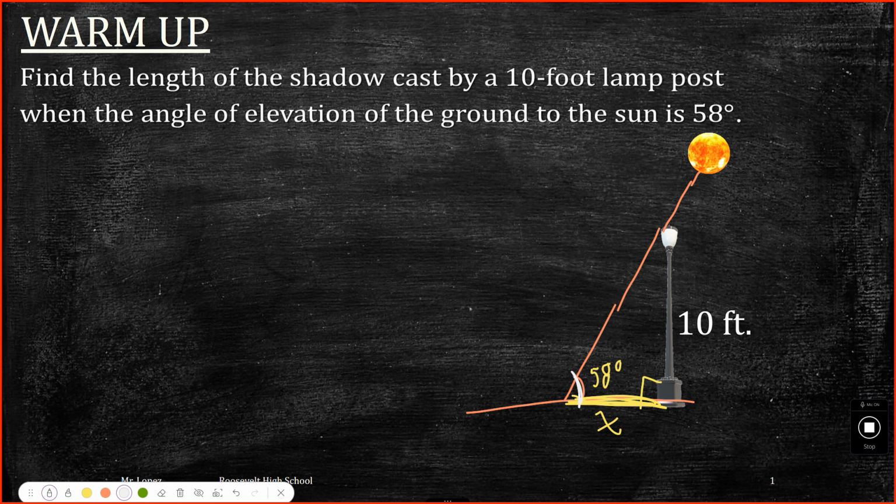Which ratio are we going to use on here? What ratio, based on the information given? You know this is 10, you know the angle, this 58 degrees, and this is an unknown. Everybody say it. What are you going to use? Sine, cosine, or tangent? Tangent. It should come naturally by now, after a month. So let's do this: tangent of 58 degrees.